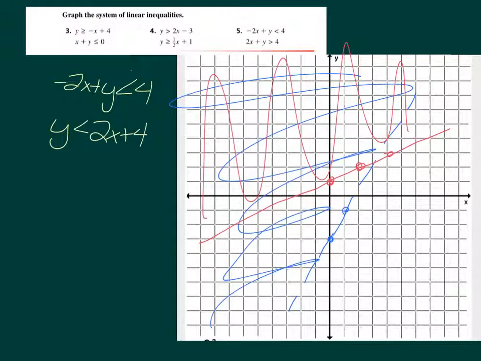What's my y-intercept? 4. I'm going to plot it here. Oh, that's a terrible color. Let's do the rainbow one. Okay, it's in orange.